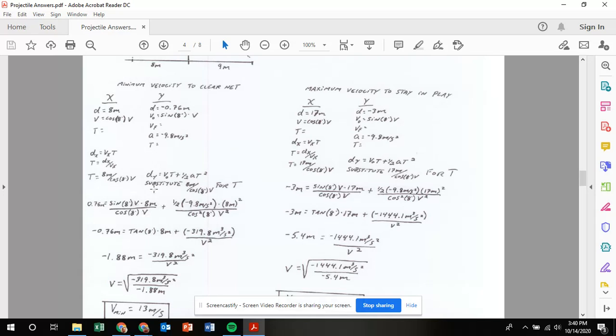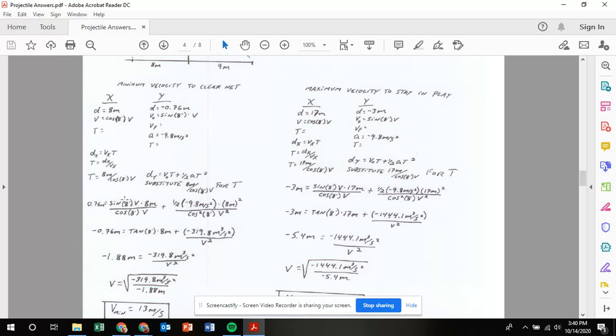That's what happens when we change v naught into sine of 8v. So sine of 8v, that's my v naught, times t, which is the 8 over cosine 8v, plus 1/2 acceleration, 8 squared over cosine squared 8v squared. This 8 squared over cosine 8v squared is the time in the x direction, and we have to square it because it's 1/2 at squared.